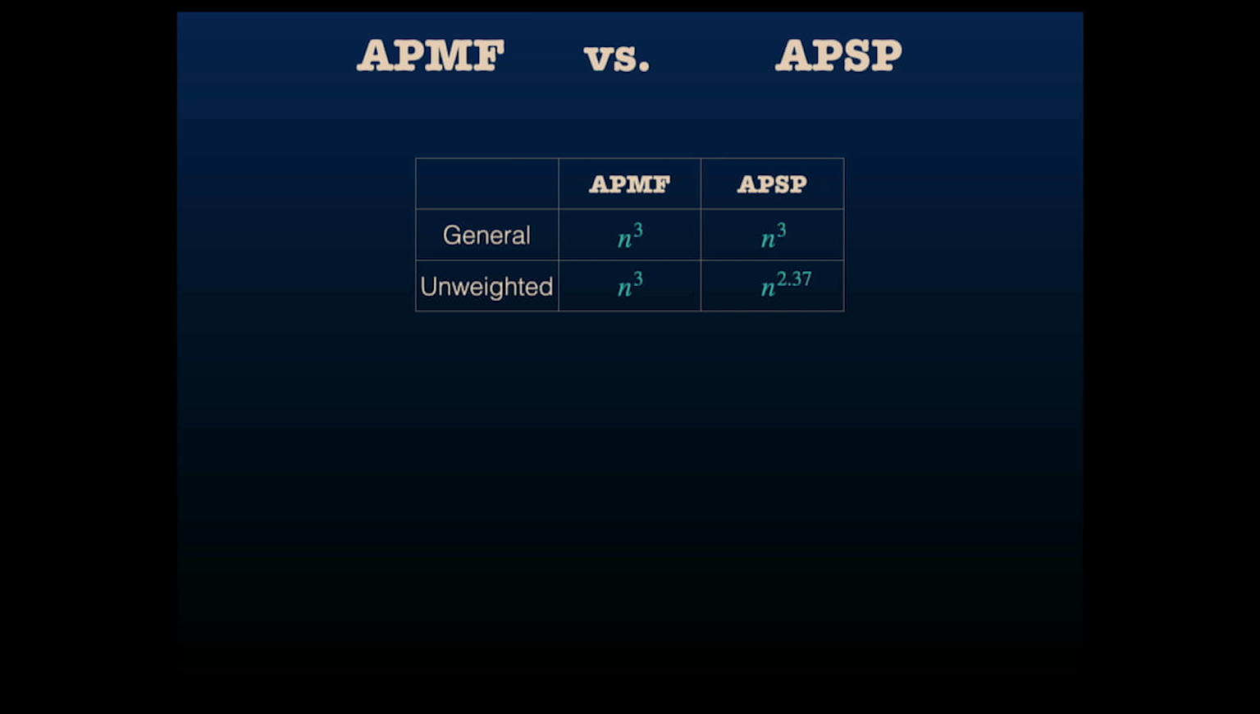Okay, so to summarize what I said, we had these two problems. For general graphs, they're both at n cubed, but for unweighted graphs, APSP is easier. And the feeling that we had coming into this was that max flow can't be easier than shortest path. It's at least as hard. So let's try to prove it.